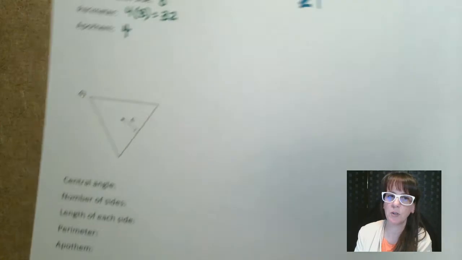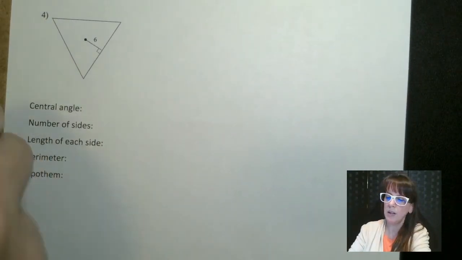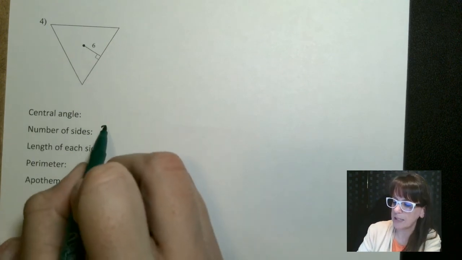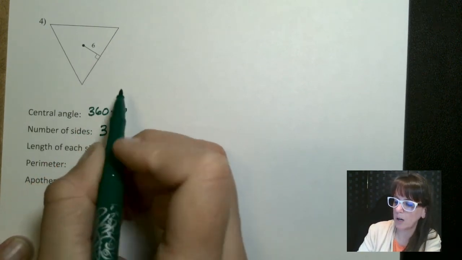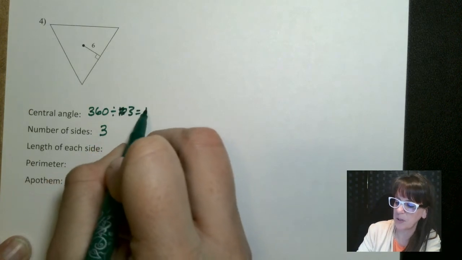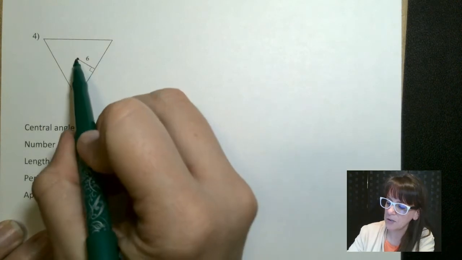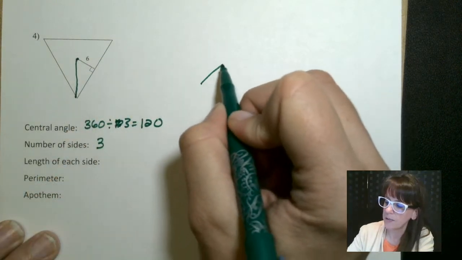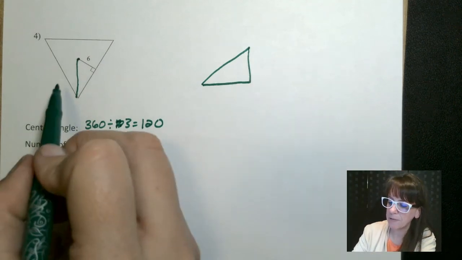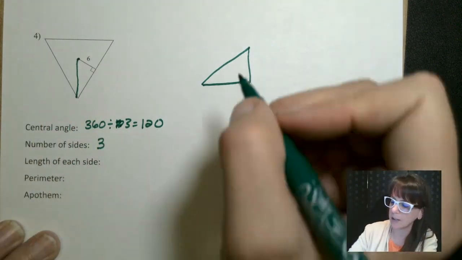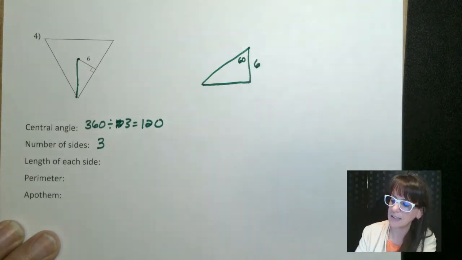All right, one more example, just in case you're struggling, then this will help you out. So on this guy, we have 3 sides, which means our central angle is 360 divided by 3, which equals 120. I got ahead of myself there. So this is the triangle that I'm going to draw. I have this triangle like that. And since it's the half triangle, we have to do half the central angle. So this is 60 degrees here. I also know that this is 6.